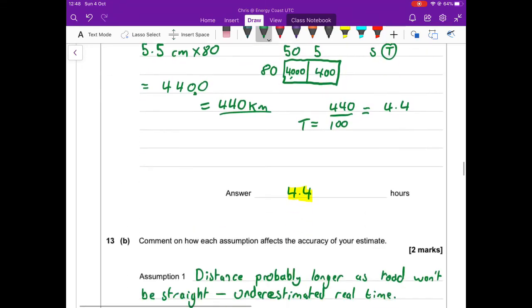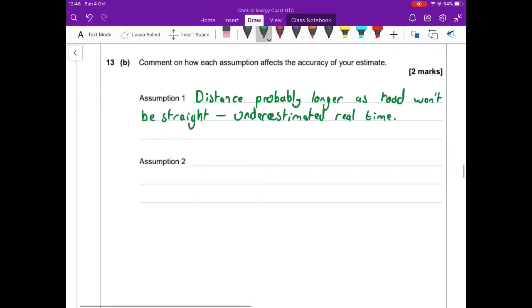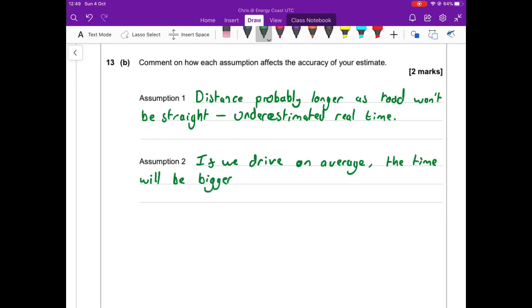And then the second one, an average speed of 100 kilometers an hour, so we took that assumption at face value, but if we drive slower, say, on average, if you drive slower, the time will be bigger, yeah? Time will be more, time will be larger, something like that, okay? If you're driving slower, it's going to take you longer to get somewhere, nice and straightforward, okay?